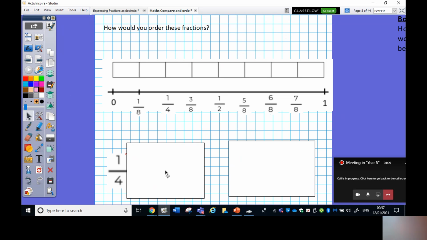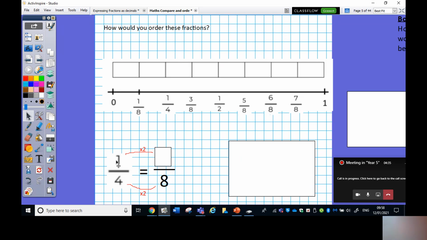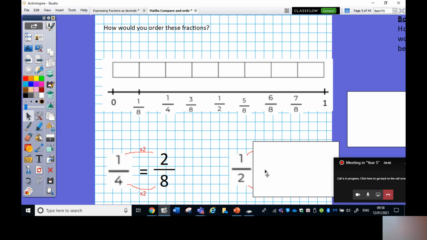Now we can also calculate it too. So, for example, we have 1/4. What would I need to do to find out the equivalent fraction of 8s? So I look at my denominator, 4, and I know that I need to find the equivalent 8s. What must I do to 4? Multiply by 2. Remember that whatever I do to my denominator, I must also do to my numerator. So my numerator will be 2 8s. Let's see if that's right. Yeah, great, 2 8s.